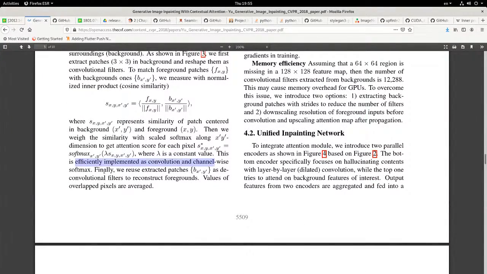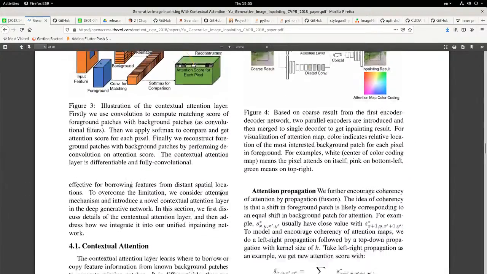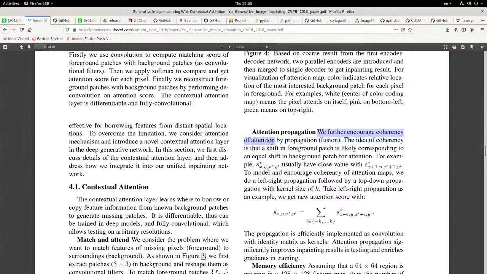Okay, reuse extracted patches as deconvolutional filters to reconstruct foregrounds. Values of overlap pixels are averaged. Attention propagation. We further encourage coherency of attention by propagation. The idea of coherency is that a shift in foreground patch is likely corresponding to an equal shift in background patch.